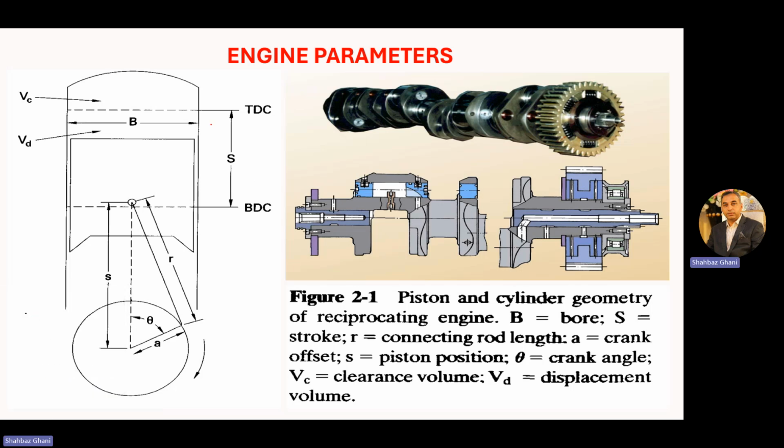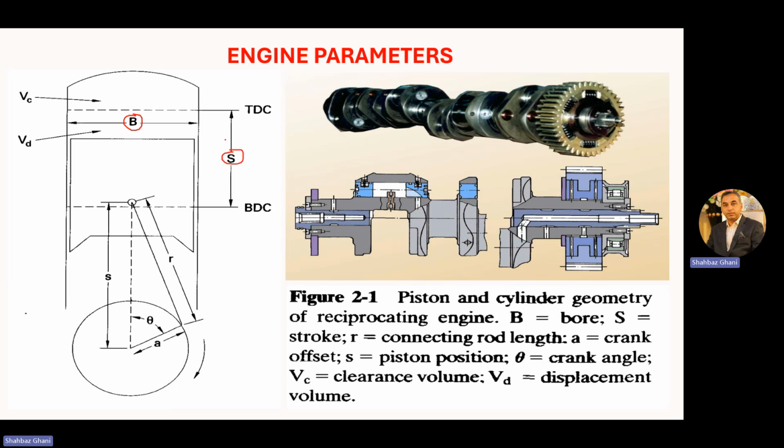You have a figure of this single cylinder engine with a piston and a connecting rod. This is a piston and cylinder geometry of a reciprocating engine. Here on the top, you have this B. This B is your bore, and as you know, the bore is the inner dia of the cylinder or the piston face dia.